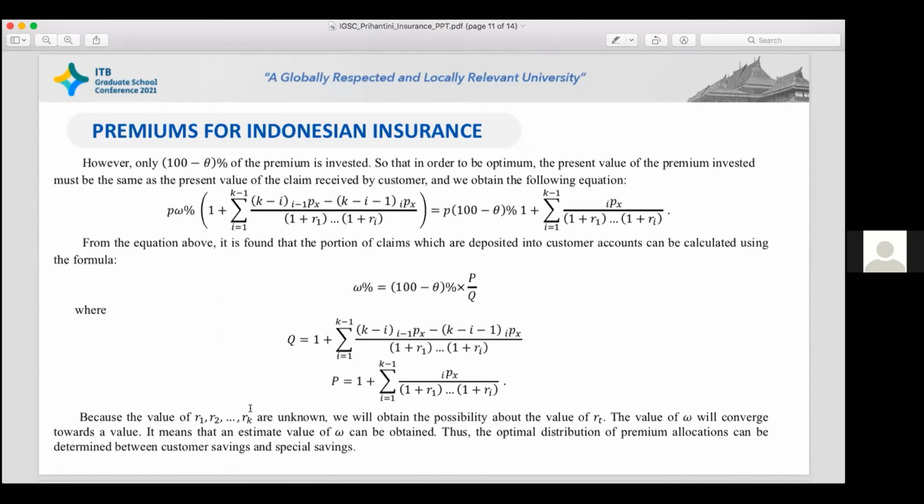Because the values of R1 and RK are unknown, we will open a possibility about the value of RT. The value of omega will converge toward a value, and then the estimate of omega. So this is our conclusion.